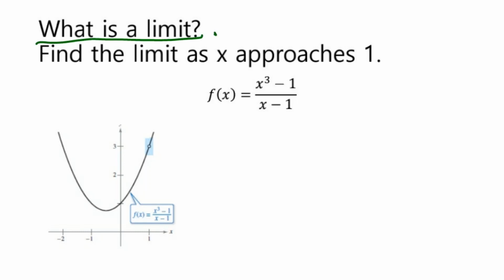It says find the limit as x approaches 1. Okay, and we have a function right here. It says x cubed minus 1 over x minus 1. And we also have a graph. What's interesting in this graph is we have a hole when x is 1. Why do we have that? It's because the denominator of the function can't be 0. That means x shouldn't be 1, right? So we have a hole because we cannot divide by 0, right?